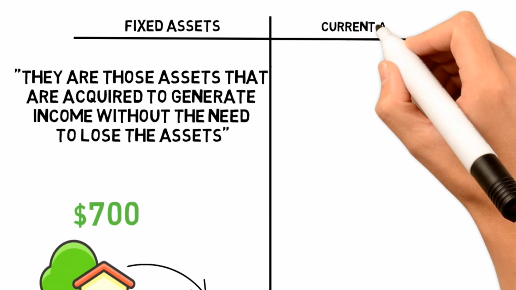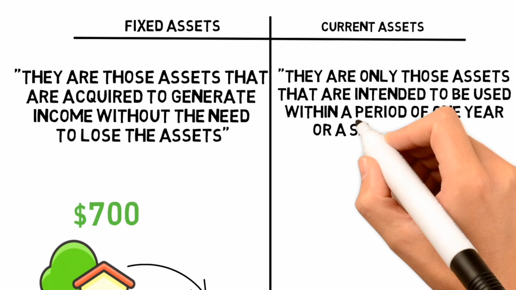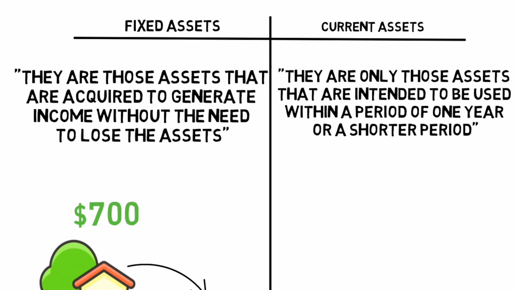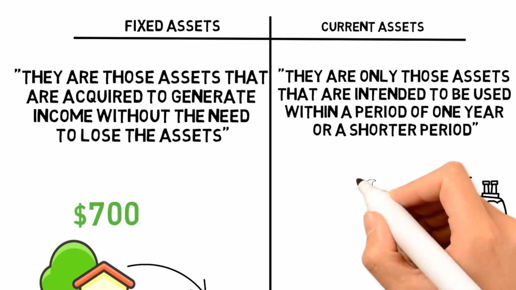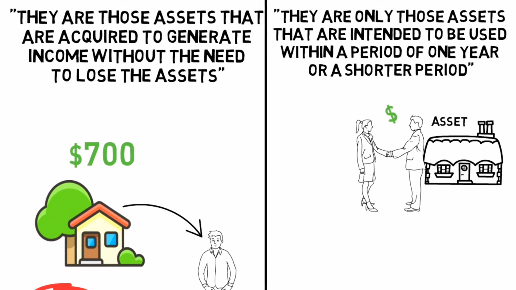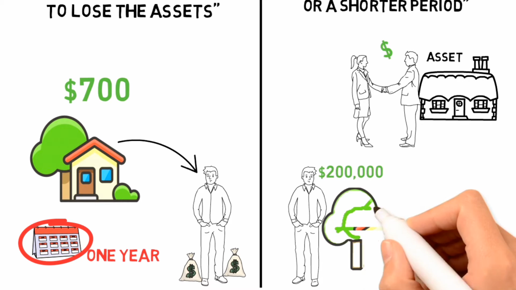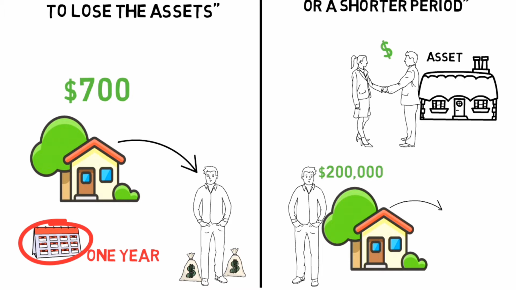Current assets are only those assets that are intended to be used within a period of 1 year or a shorter period. Generally, the system of these assets works by acquiring the asset and selling it at a higher price. Let's take the example of the apartment. You have $200,000 and you buy an apartment, which months later you sell for $220,000. Your earnings were $20,000, generated by current assets.